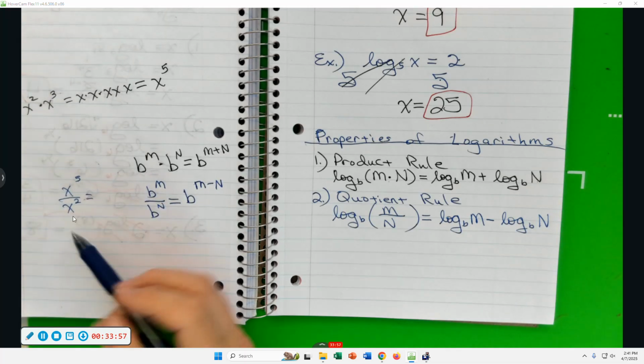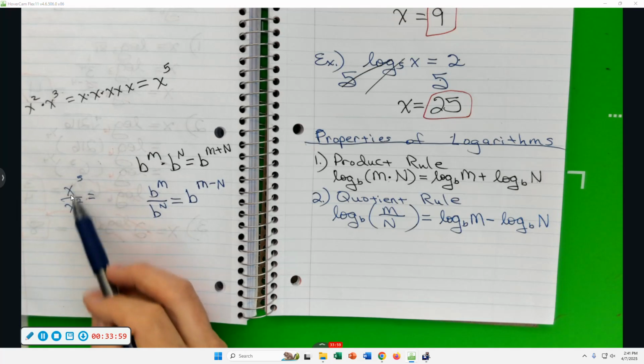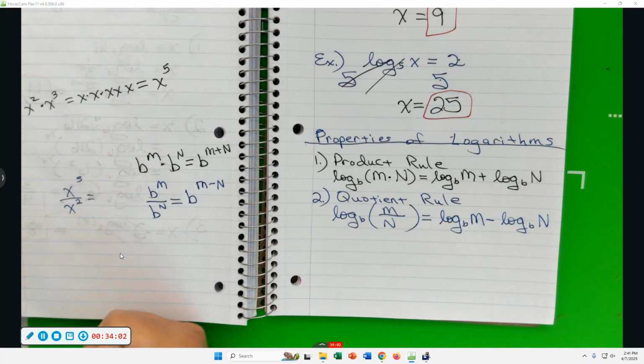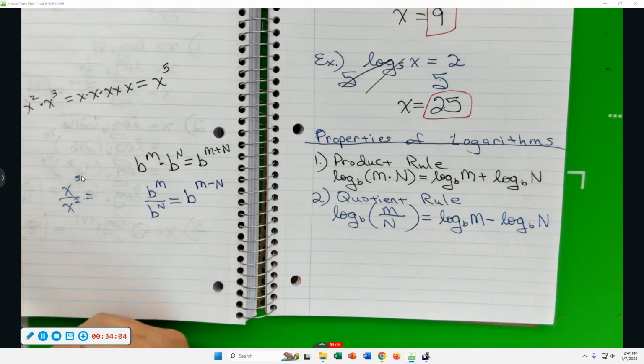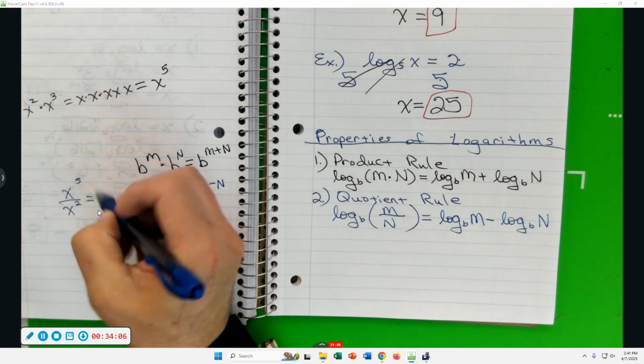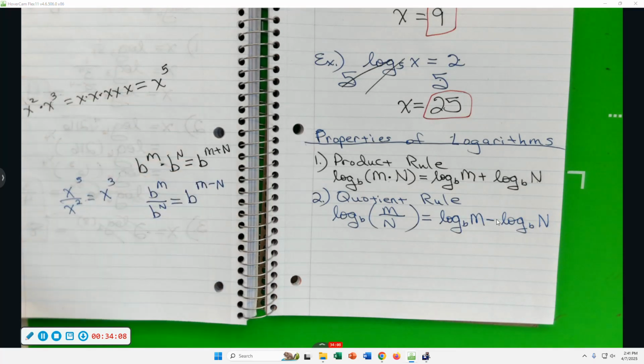Cancel 2. Cancel 2 x's above and below. How many x's do you have left over? 3. 5 minus 2. I agree with 3.